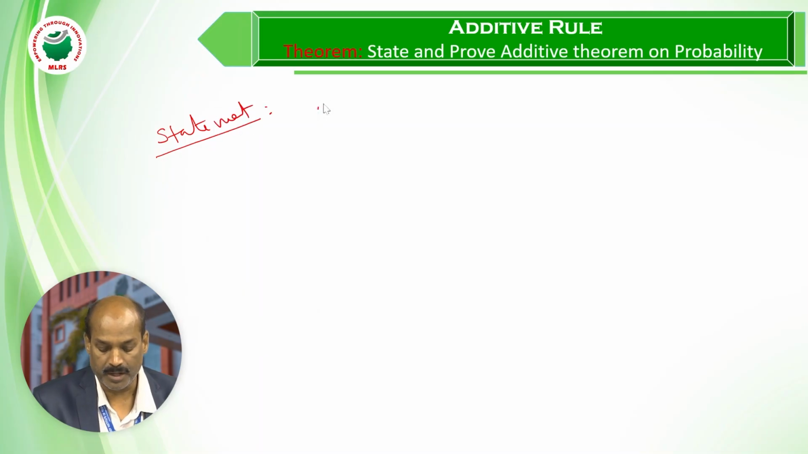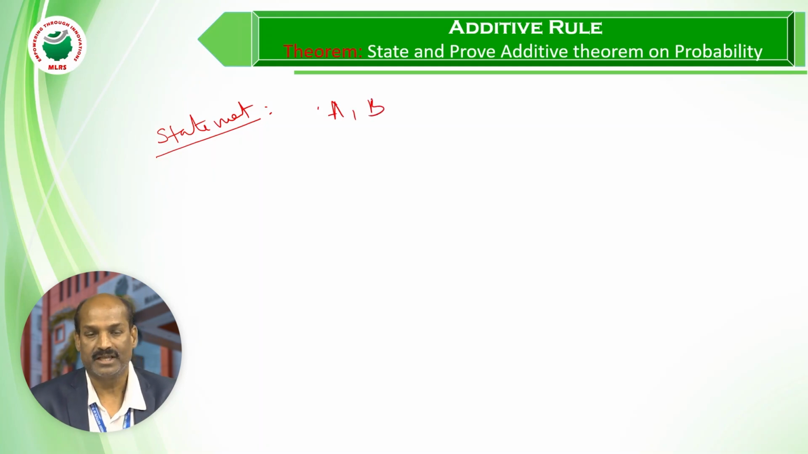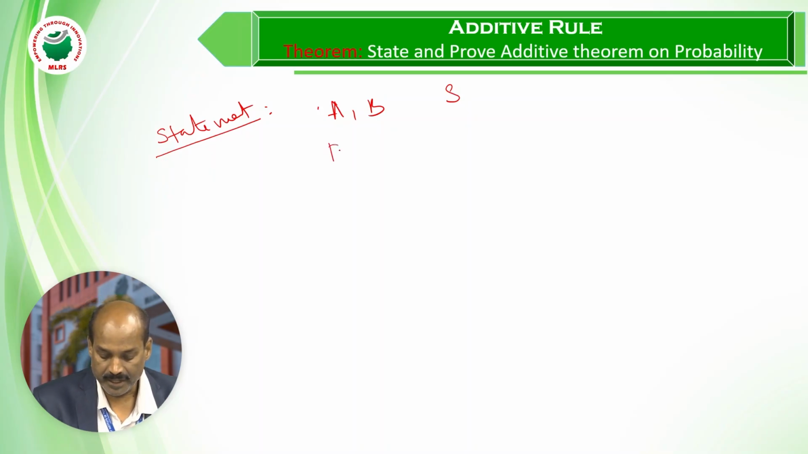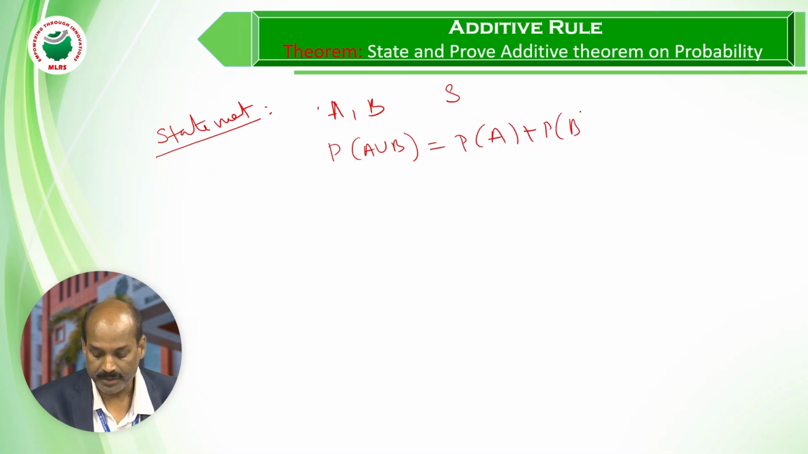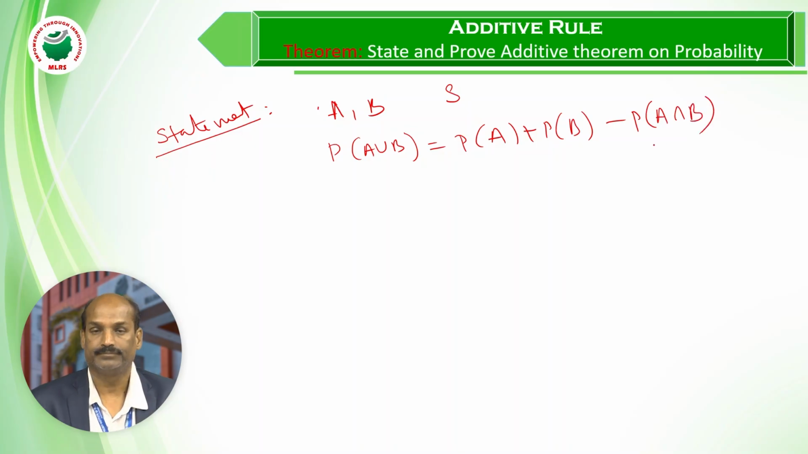Suppose A, B are any two events in a sample space. Then probability of A union B equals probability of A plus probability of B minus probability of A intersection B.